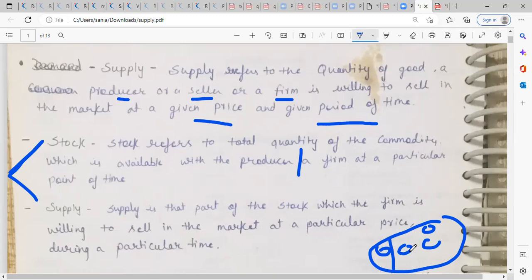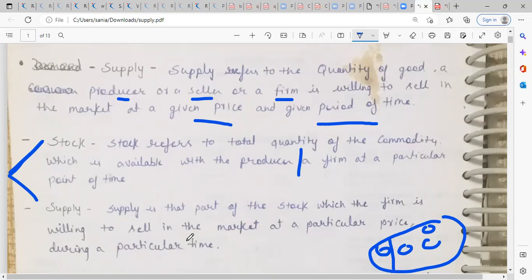Basically, stock is like you have all the material, but the moment you decide to sell that product in the market, the supply is that part of stock which the firm or a producer is willing to sell in the market at a particular price during a particular time. So your stock automatically becomes supply.